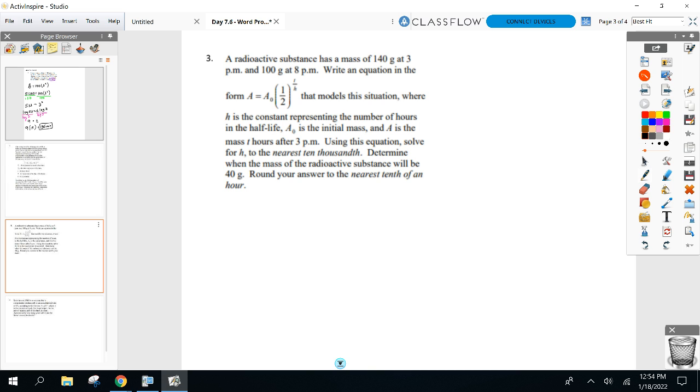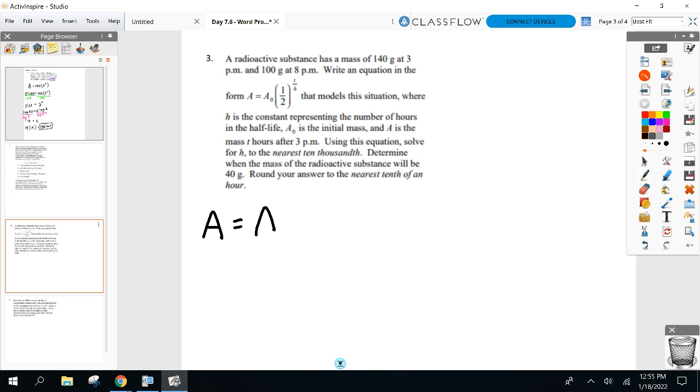Little half-life. Oh, yeah. Good times back in chem, huh? That's when you do half-lives, correct? Not just embarrassing myself. All right, we start out with 140 grams at 3 o'clock, and it's down to 100 at 8 o'clock. Woo! All right, there's our equation.